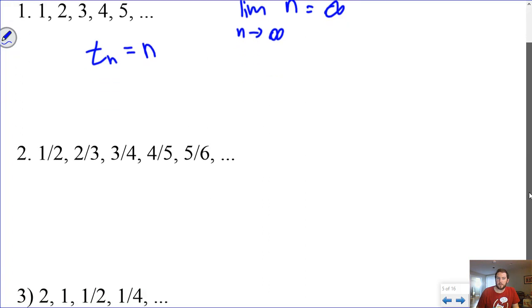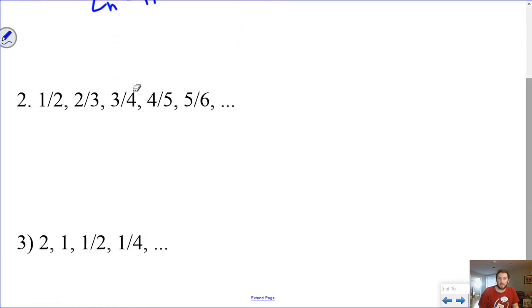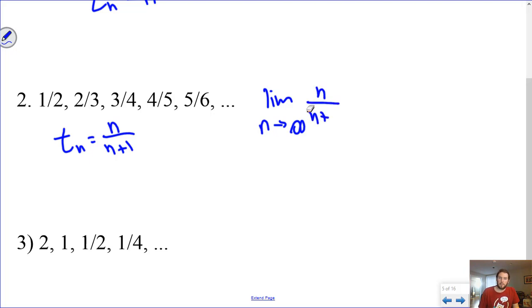Okay, so let's take a look at number 2 here. Again, if you want to pause it, restart it, you can do that. Let's start off by finding the general term. Let's look at the pattern here, right? The first term has 1 over 2, then 2 over 3, then 3 over 4. So the numerator is going up by 1, and the denominator is going up by 1 each time. So right away I see that this is n over n plus 1. Now let's try to find the limit as n approaches infinity of n over n plus 1.